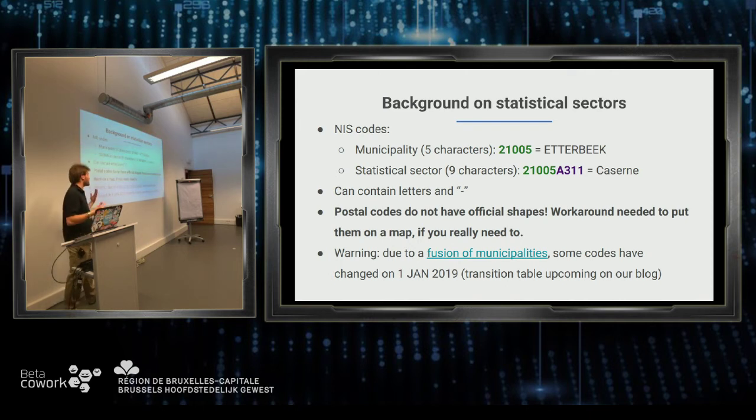Actually, it works in an even clearer fashion. Each of those has a code, a string attached to it. For the municipalities, it's 5 characters, and for the statistical sectors, it's 9. The first 5 characters are just the code of the municipality it's in. So if you only have the statistical sectors, you just combine all of those that start with that number to get the municipality that contains them. That's the way it works.